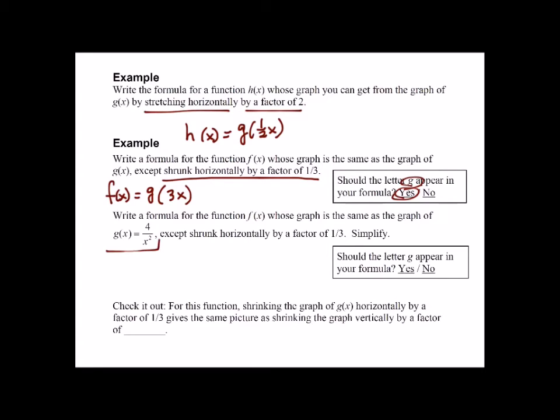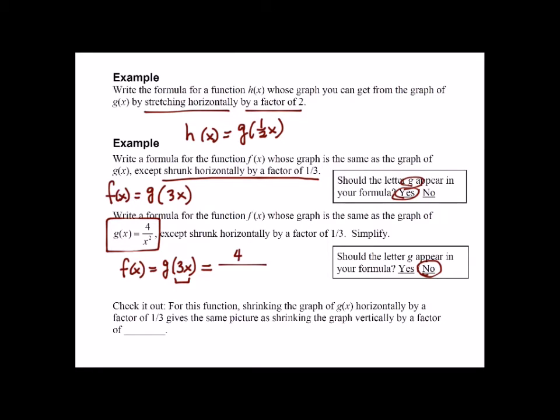But as soon as I actually tell you precisely what this function g is, I should not expect to have a letter g in the formula at the end. Okay, so go ahead and use the recipe that we got from the previous step to write a simplified formula for the function f. The recipe says it's going to be g of 3x, which means that I'm going to replace my input by this new input of 3x there in the function g.